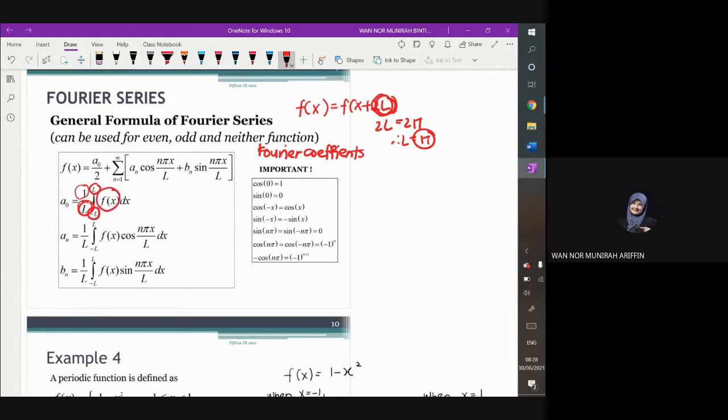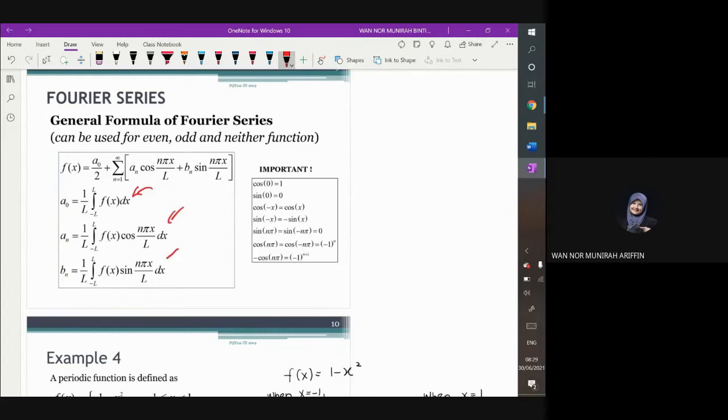Then your f(x) is your piecewise function, where the function is given piece by piece, so you need to find out the f(x) according to the limit from negative L to L. This is just like what we discussed in chapter 3, the Laplace transform, the piecewise function. That is how you substitute into the formula.